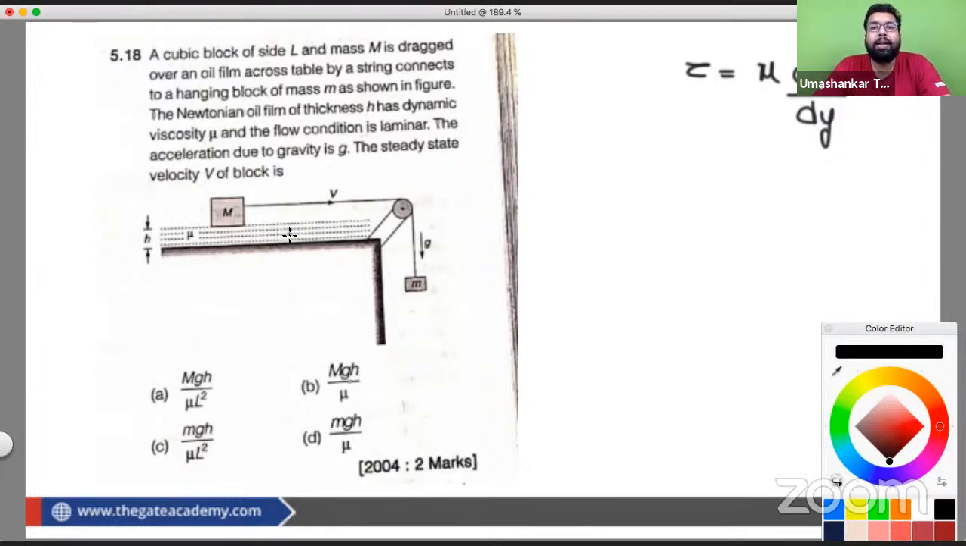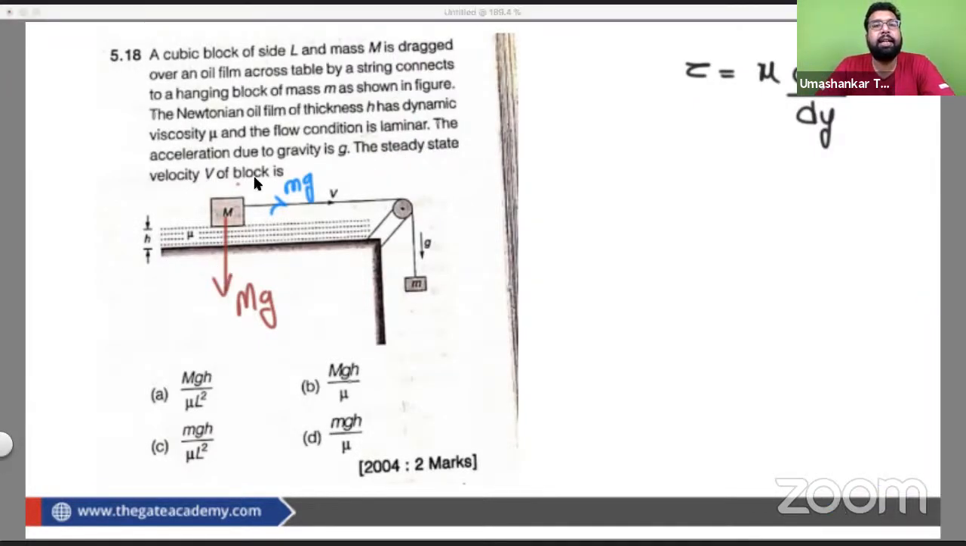Now, see how they confuse you. That is why GATE is a brilliant aptitude paper. In this question, they have given you two masses, one capital M and one small m. This big block of mass capital M is moving at the velocity. What is the direction of this force Mg? It is downward. And what is the direction of this other force? It should be a small mg. So if any student has the slightest doubt in the concept, he is very much prone to make a mistake.